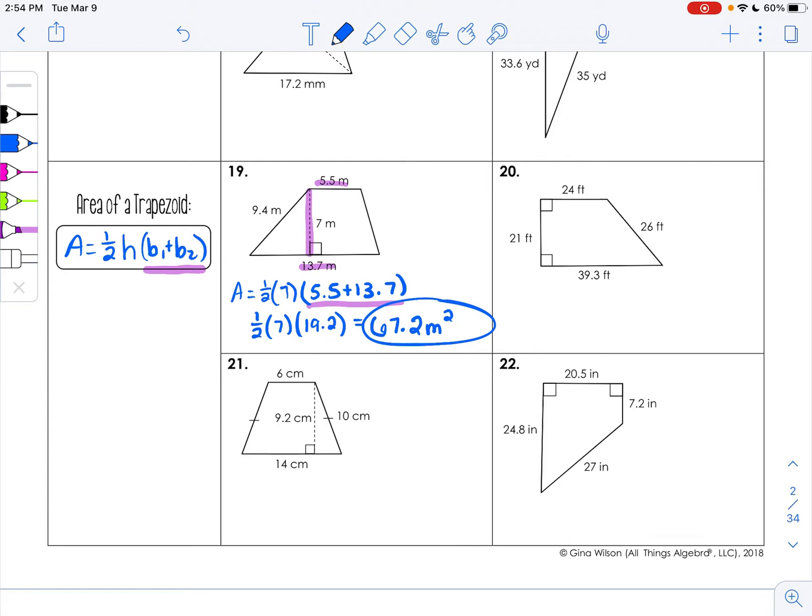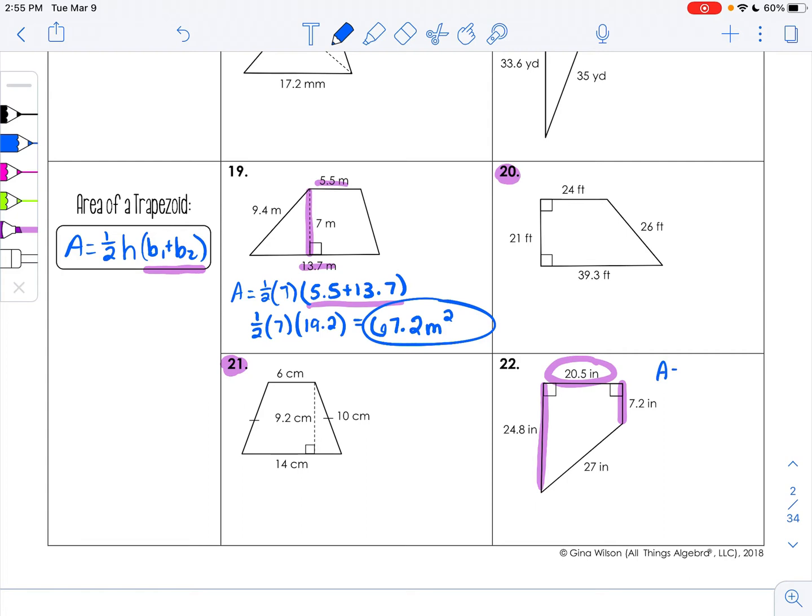Go ahead and highlight number 20 and 21, and let's take a look at number 22. So number 22, we have a trapezoid. When we look at this trapezoid, it might not be the easiest to identify your bases and your height. So your bases, remember, are your two parallel lines. So these are going to be your bases. And then your height is that straight line that connects those two bases, 20.5.